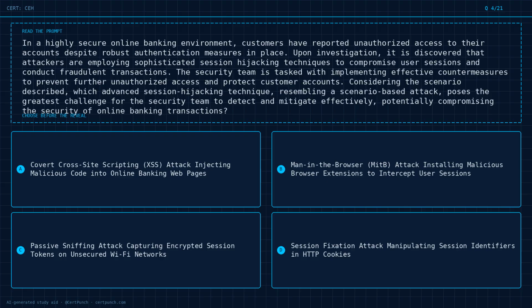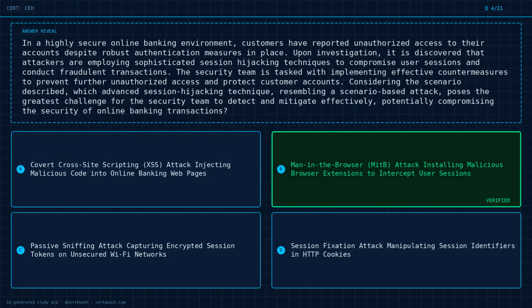Option A. Covert cross-site scripting, XSS attack, injecting malicious code into online banking web pages. Option B. Man in the browser, MITB attack, installing malicious browser extensions to intercept user sessions. Option C. Passive sniffing attack, capturing encrypted session tokens on unsecured Wi-Fi networks. Option D, session fixation attack, manipulating session identifiers in HTTP cookies. Choose the best answer before the reveal. Commit to it now.